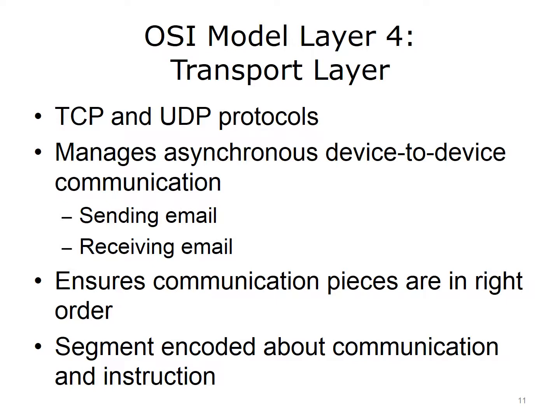For example, when sending an email, services here indicate where a file and the actual communication begin. When receiving an email, the services also indicate where a file ends and when the communication process should be considered complete. It also ensures that pieces of the communication are put in the right order, whether sending or receiving communication. At the transport layer, the communication is a segment encoded with information about the communication and instructions.